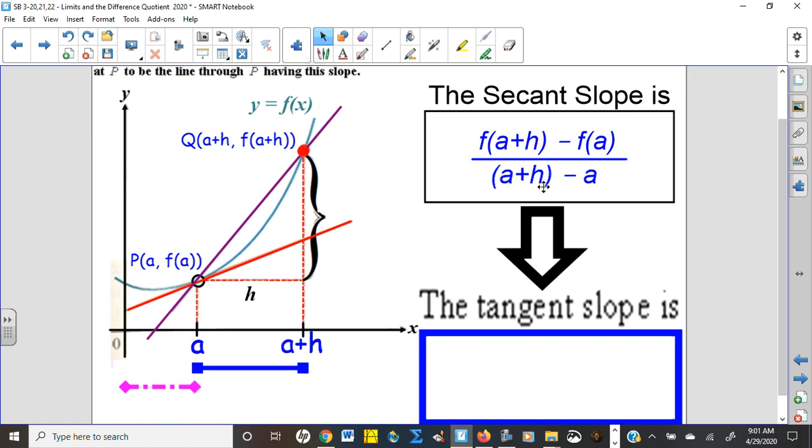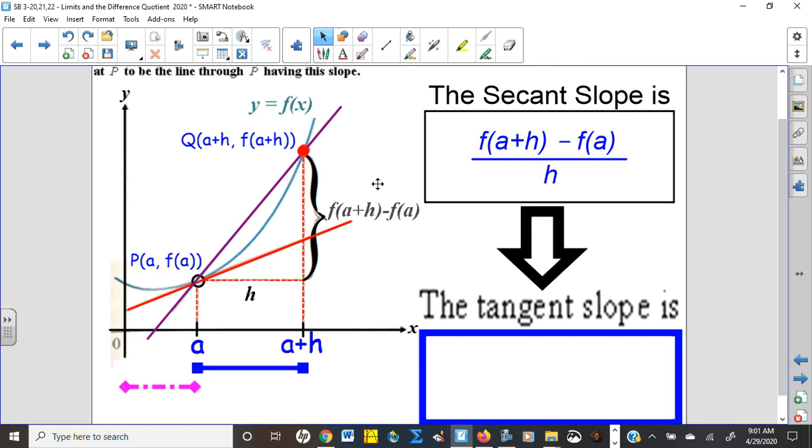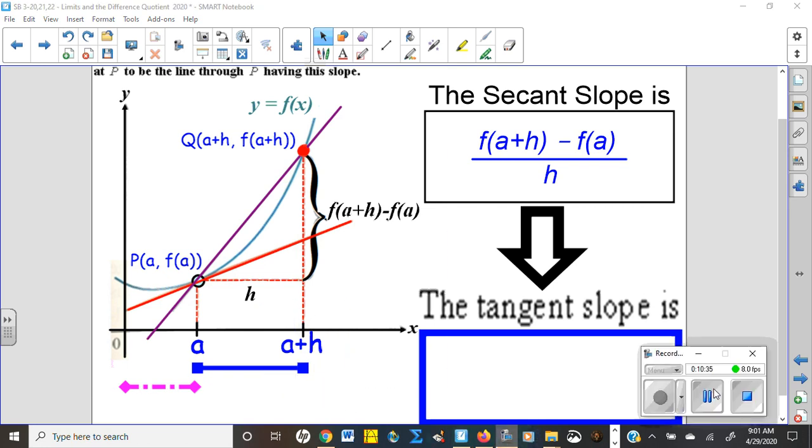And then we found that on the bottom here, those h's cancel. So h is just the distance between the x's. And then, of course, f of A plus h minus f of A is the distance here between the y's. So changing y over changing x, it hasn't really changed, has it? So where do we go from here?